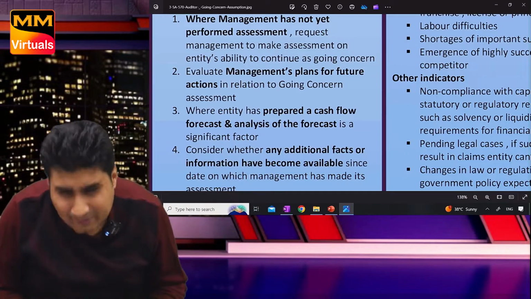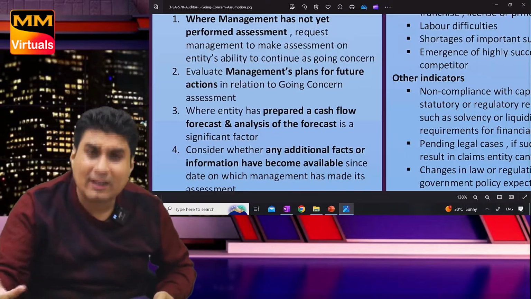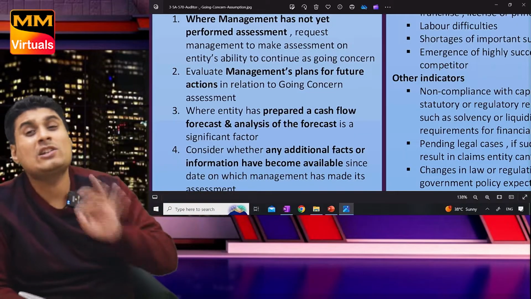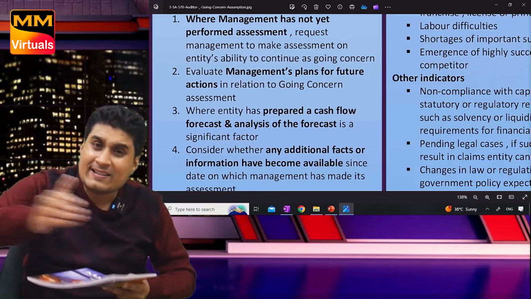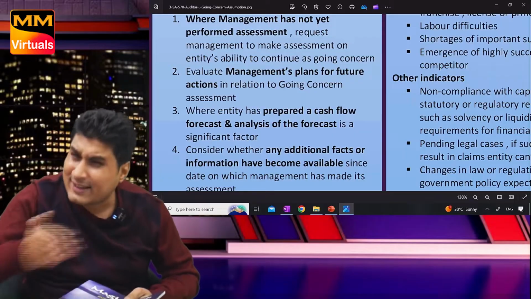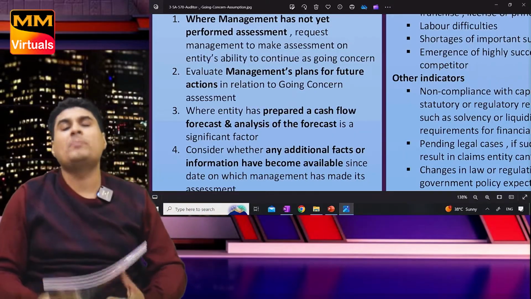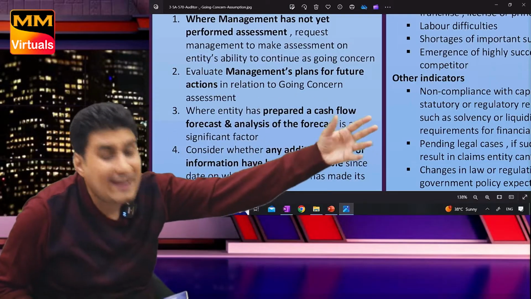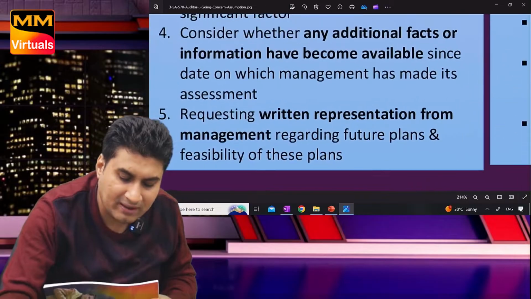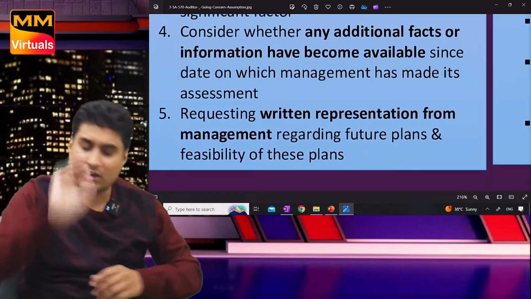Then ask management, are there any additional conditions or information available since the time management made the assessment? In these 10 days, has the plan changed? Additional facts or information are available. Last, request written representation from management regarding the future plan and feasibility of the plan. Request WR from management regarding the future plan and feasibility of the plan. Learn nicely. Small break, 30 seconds.